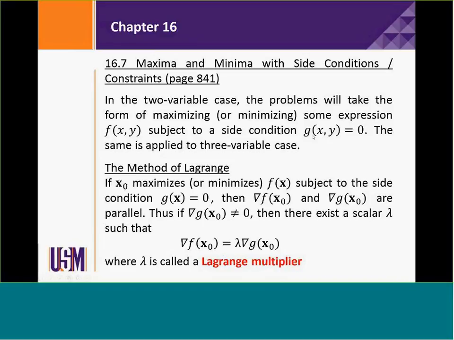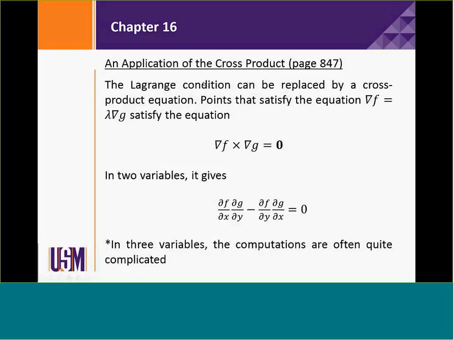We call it g(x,y) = 0. So there are 2 methods actually to find the maximum and minimum with side conditions. The first method, which is quite popular, is the method of Lagrange. The formula will be the gradient of f equals lambda times the gradient of g, where lambda we call a Lagrange multiplier. Or you may also use another method called the cross product.